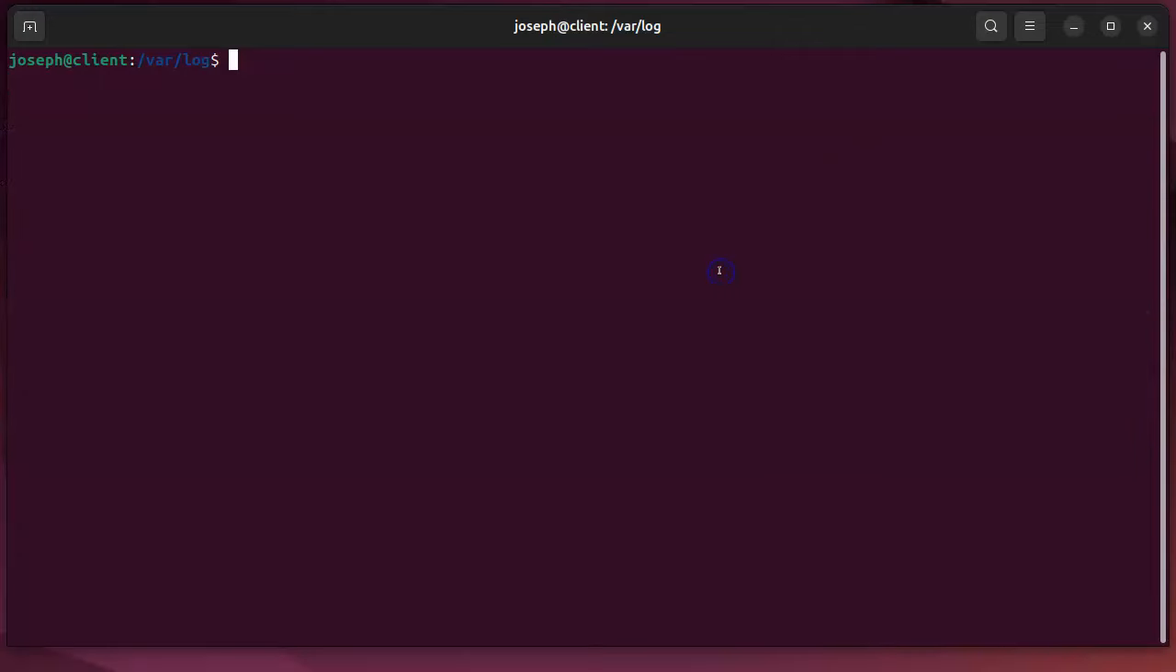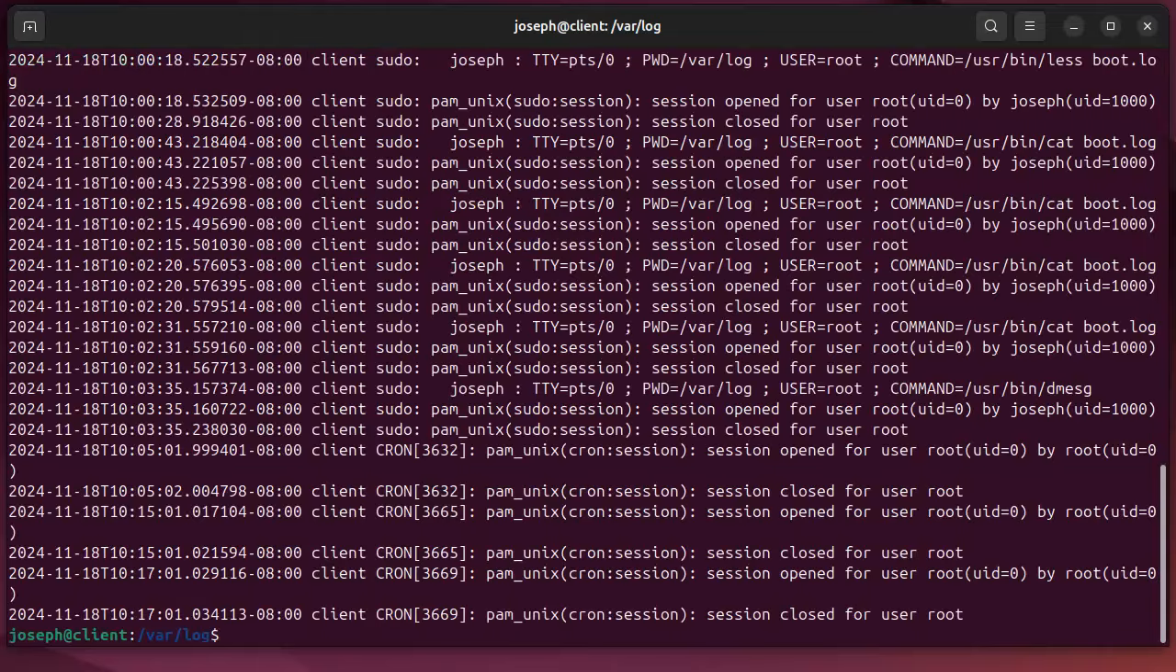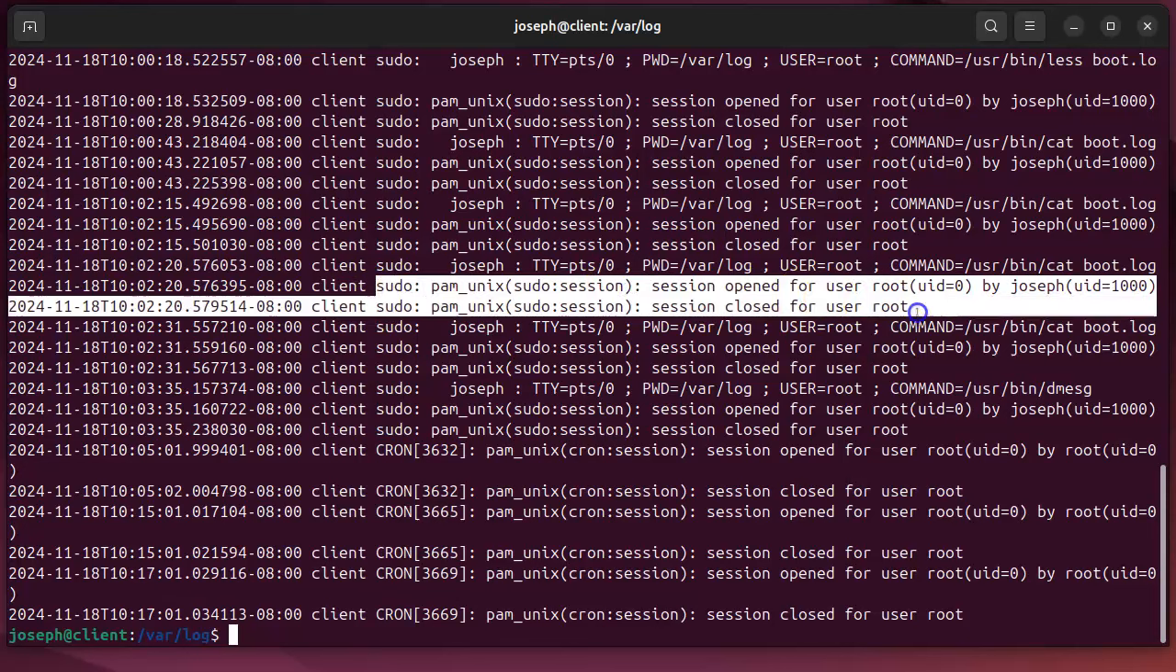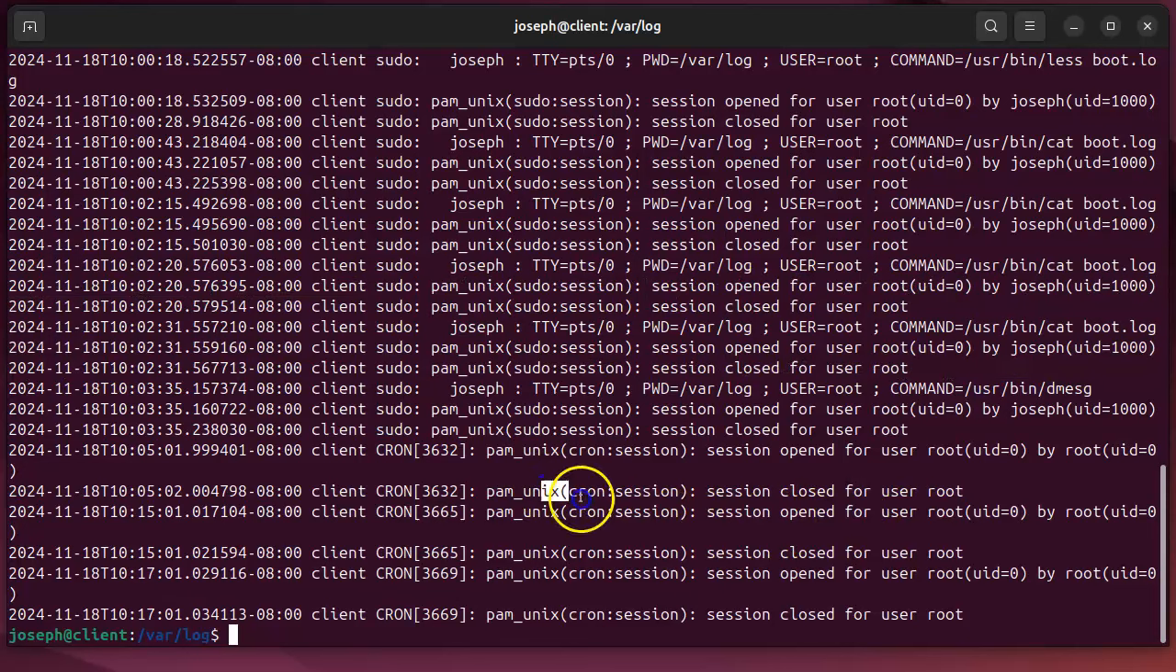This right here is a virtual machine inside of a secure network. And if you take a look at our auth log, so it's in /var/log/auth.log, you can see all of the login attempts. You can see I am the user Joseph. I am running commands with sudo, and you can see things happening here, but it looks fairly tame.